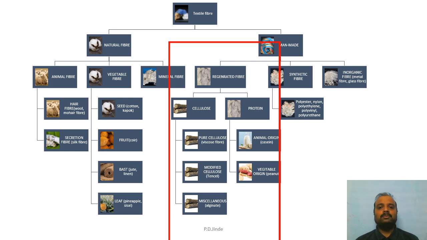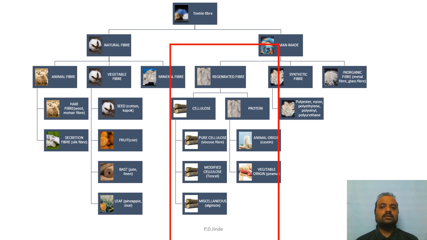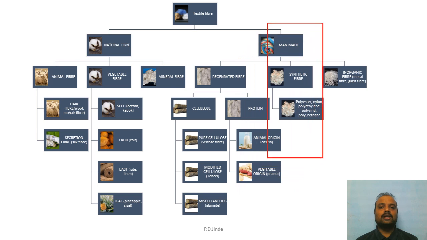When we use the petrochemical source and prepare the fiber out of it, then such a fiber is known as a synthetic fiber. Examples of synthetic fibers are polyester, nylon, polyethylene, polypropylene, polyvinyl, polyurethane, etc. Because they use certain chemicals that are liberated during purification of crude oil or manufacturing of petrochemicals.